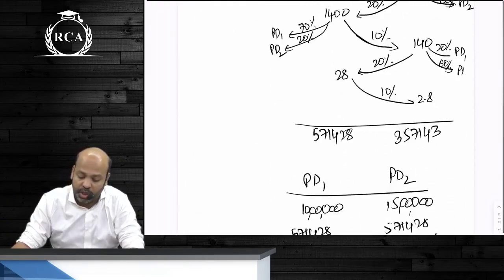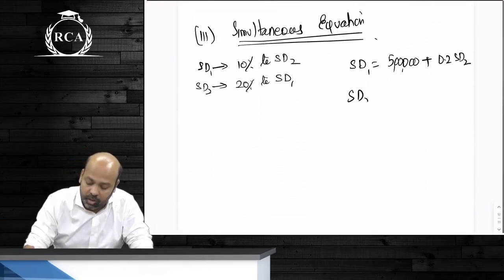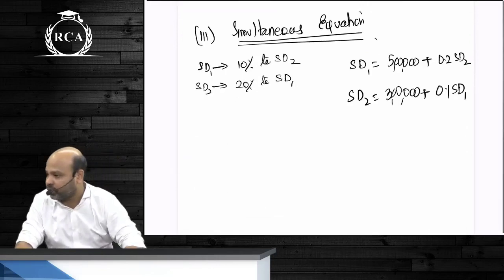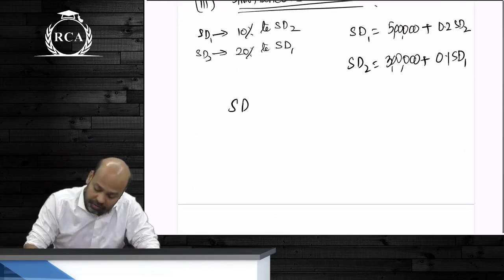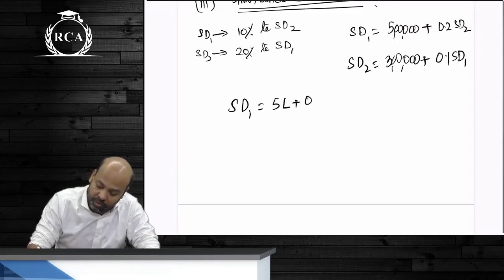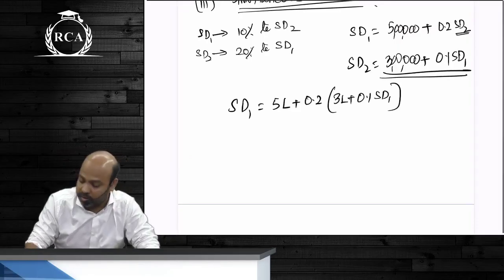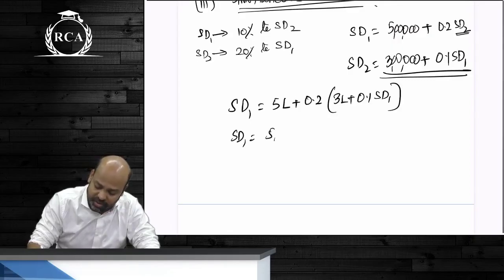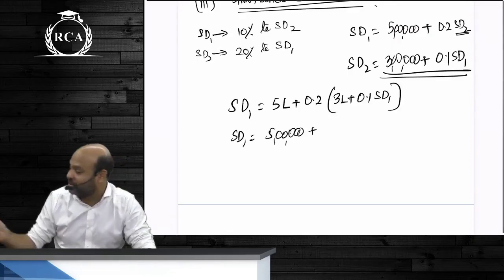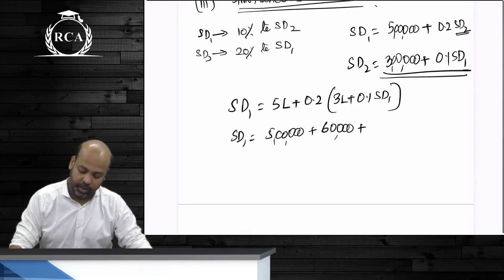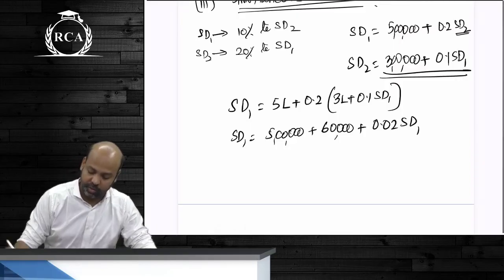Likewise, SD2's total amount, beta, would be their own amount, which is 3 lakhs, plus 10% of SD1. Now, in the first equation, in place of SD2, I will write this entire equation. 3 lakhs plus 0.1 SD1. This is not a variable, beta, just numbers. So how much is 20% of 3 lakhs? 60,000 plus 0.02 SD1. How 0.02, beta?